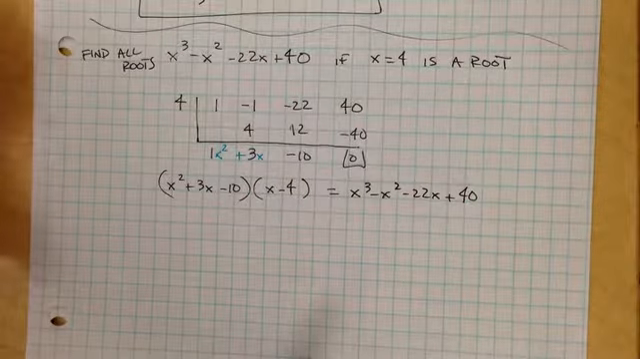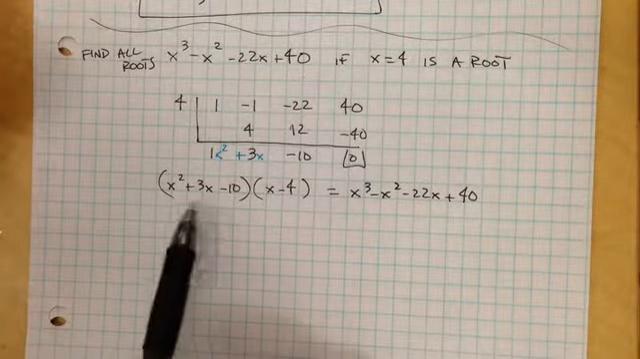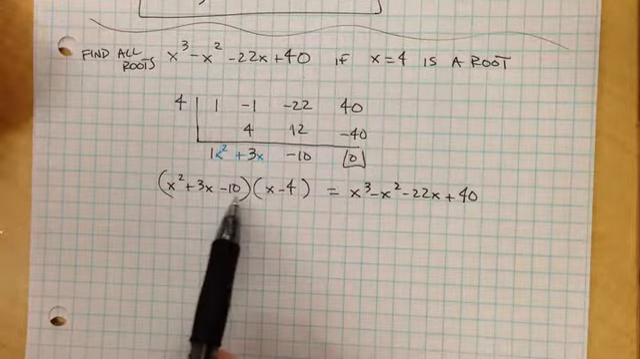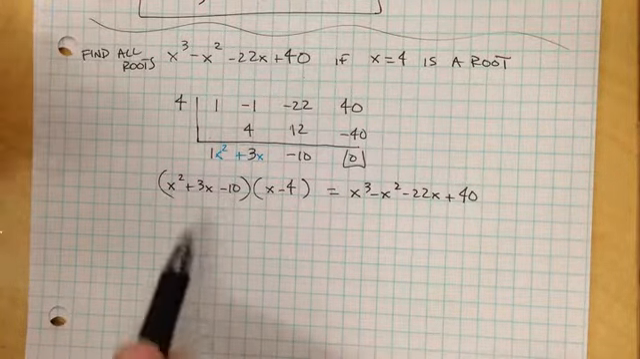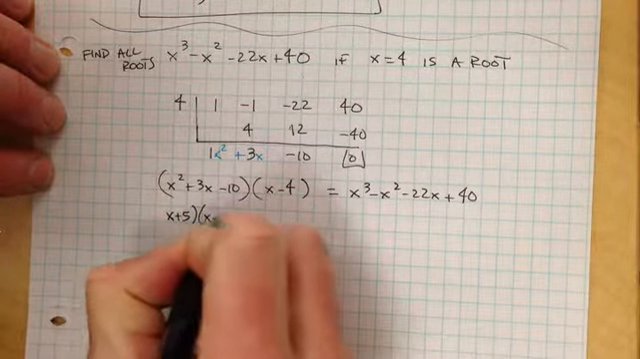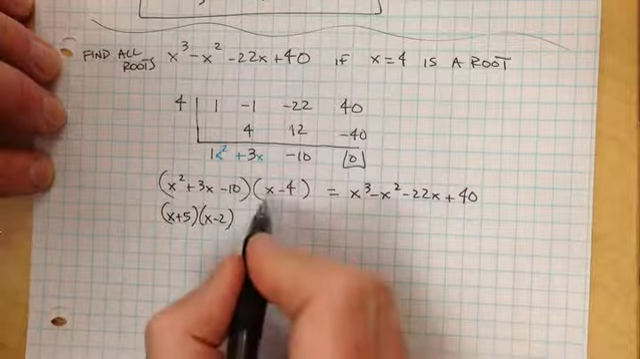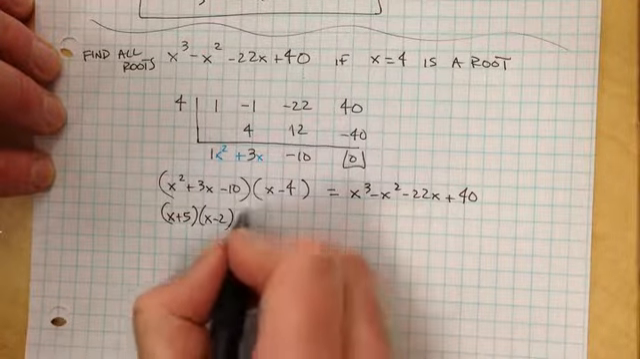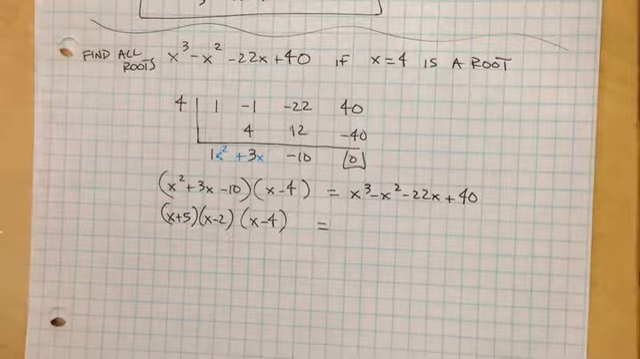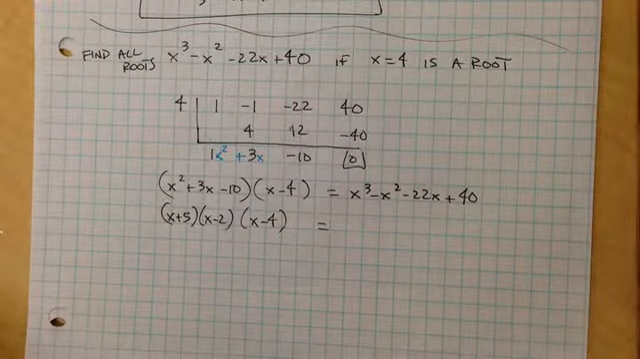Well, you can take a look at this. You can ask yourself, well, can this be factored? And hopefully you're saying yes. Let's see, x plus 5, x minus 2. Bringing down this factor of x minus 4 equals that whole third degree polynomial.